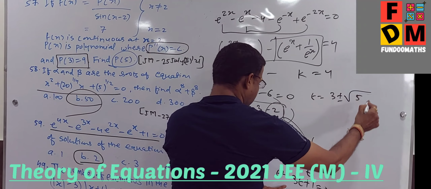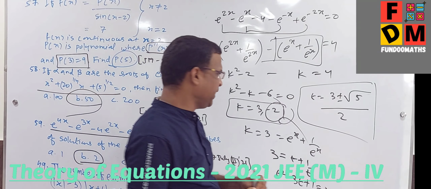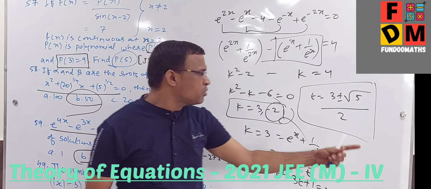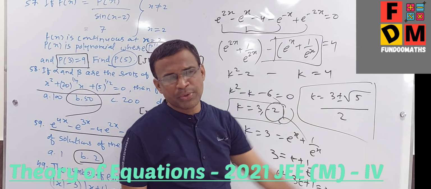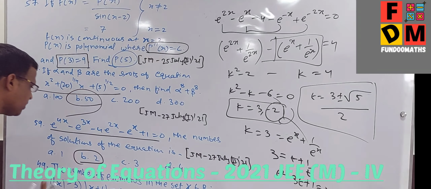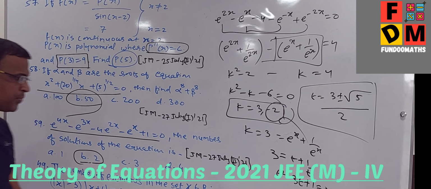I guess both are positive. Both are positive because the value of root 5 is 2.23. So 3 minus 2.23 upon 2 is positive and 3 plus 2.23 upon 2 is positive. So 2 roots are there. Fine, 2 roots are there.